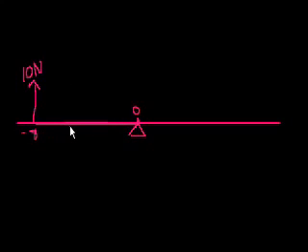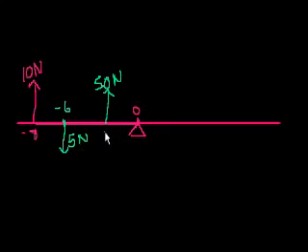Let's say that I have another force going down at 5 newtons. And let's say that its x-coordinate is, I don't know, minus 6. And let's say I have another force that's going up here, and let's say that it is 50 newtons. This might get complicated. 50 newtons, and it's at minus 2. So this distance right here is 2, right?